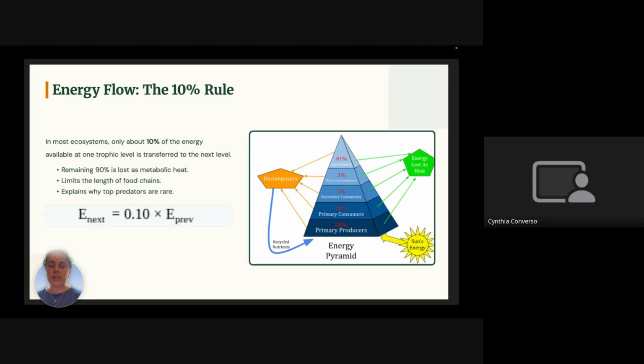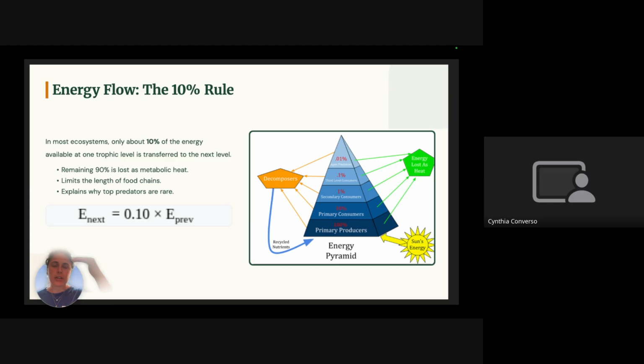Next, we have primary consumers. The primary consumers are going to be herbivores. Right? So herbivores eat plants. The primary consumers are going to be the herbivores that eat the producers. Right? Then you have secondary consumers. These secondary consumers are going to eat the herbivores. Right? So these are carnivores. They're going to eat the herbivores.